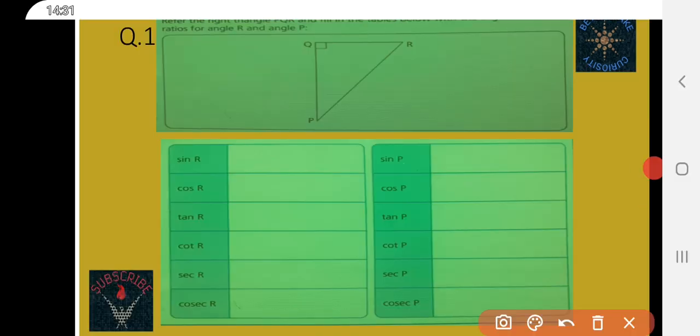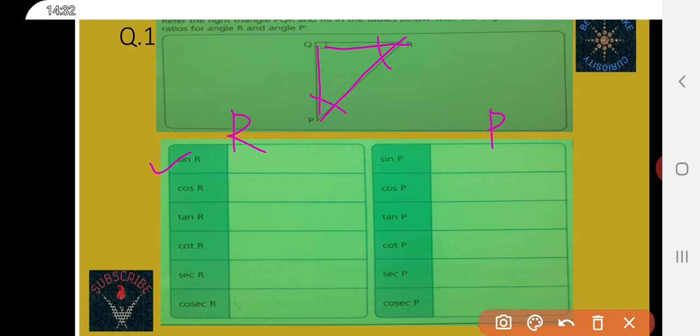Here is a question. Given right angle triangle PQR, here we have to write the trigonometric ratios for angle R as well as for angle P. For angle R, this side is angle for angle P. So first we discuss angle R. One I will do from this side, and the rest you will do.